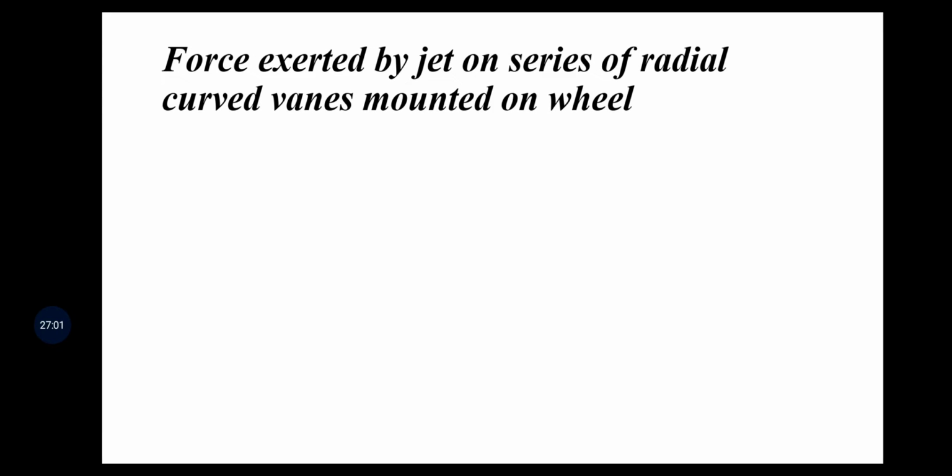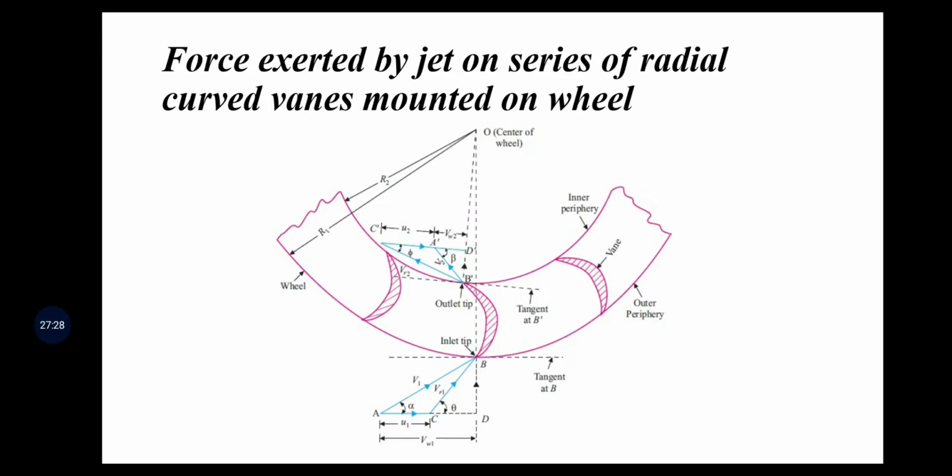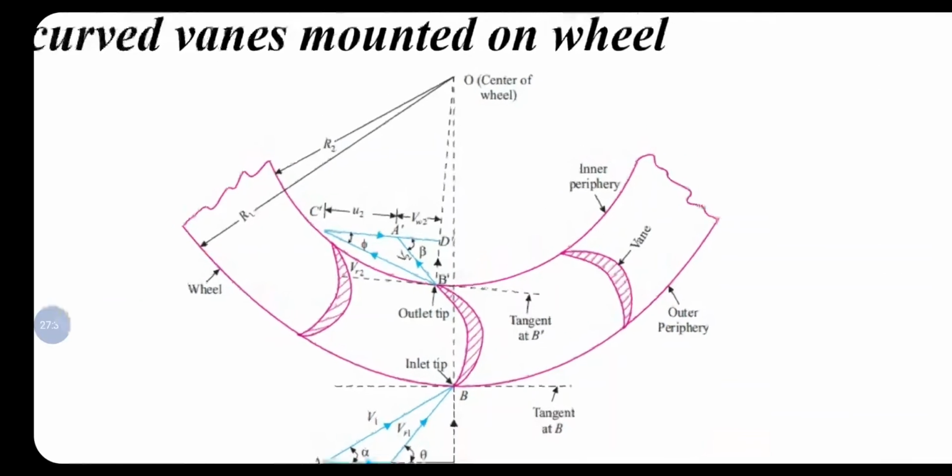Now we'll discuss the next part, that is the force exerted by a jet on a series of radial curved vanes mounted on a wheel. This is a totally practical application for turbines, where the blades or vanes are mounted radially on the runner, and for pumps, where the blades or vanes are mounted on the impeller. So we'll discuss that. Firstly we'll discuss how the mechanism is like this. So the mechanism is like this one.